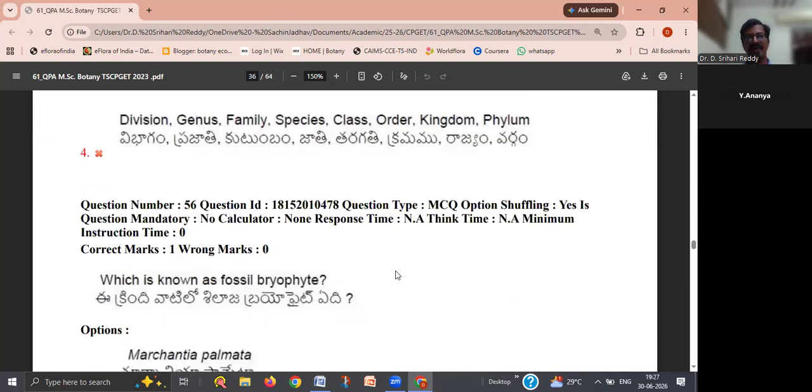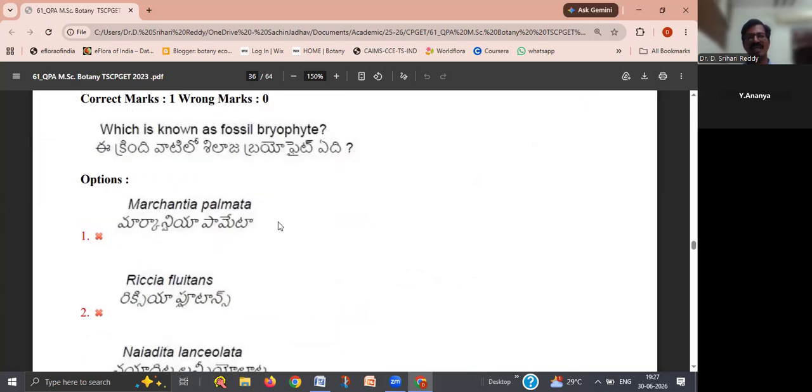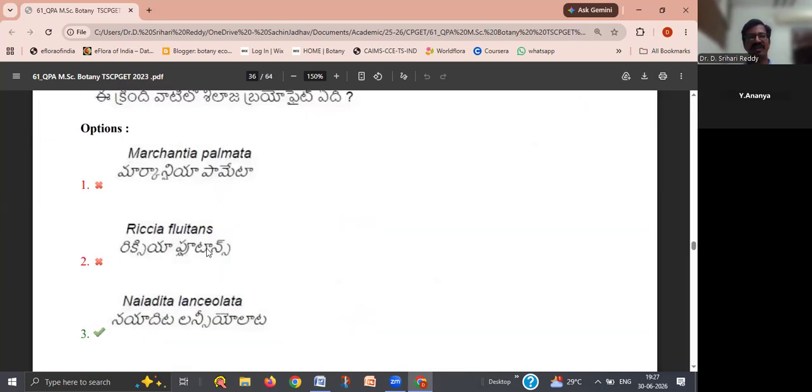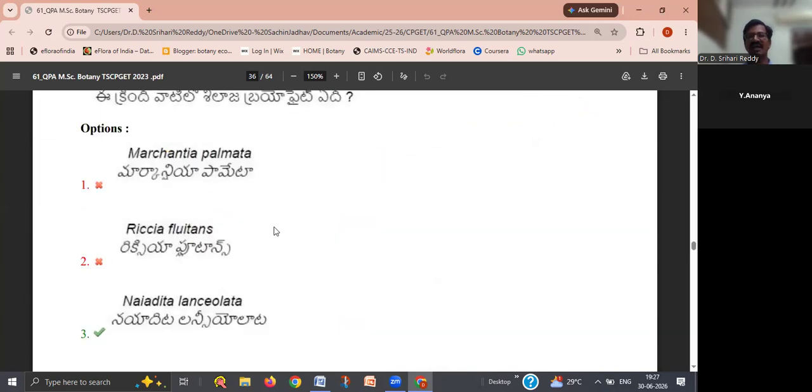Okay. Next, which is known as fossil bryophyte? So we know Marchantia, it is a living bryophyte. Pellia also living, and Marchantia polymorpha also living. The only fossil form is Naiadita lanceolata. So this is the fossil bryophyte. Fossil bryophyte is Naiadita lanceolata, that you have to remember.